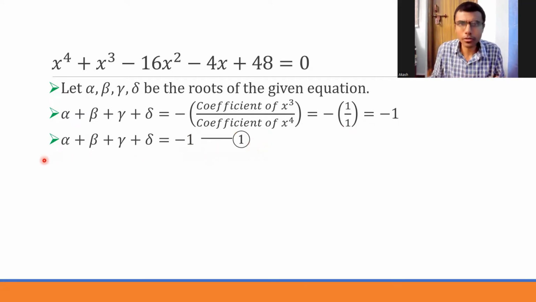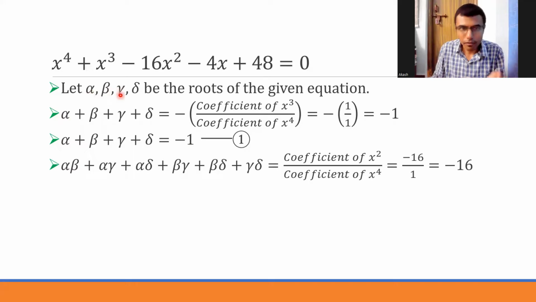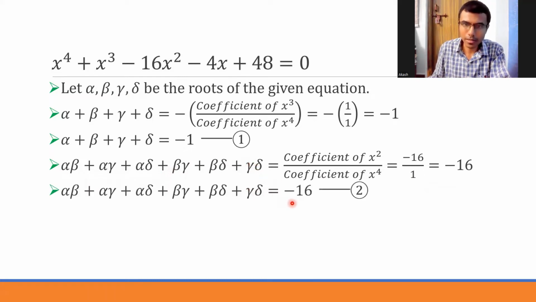Next, I'm going to use the product of the roots taken two at a time. So basically alpha beta plus alpha gamma plus alpha delta. Observe the way I'm writing, otherwise sometimes you might miss out. There will be 6 in total. See how I got it: alpha beta, alpha gamma, alpha delta, beta gamma, beta delta, and gamma delta. Their sum is equal to coefficient of x square divided by coefficient of x power 4. What is beside x square? Minus 16. So minus 16 by 1 is minus 16. Mark it as 2.